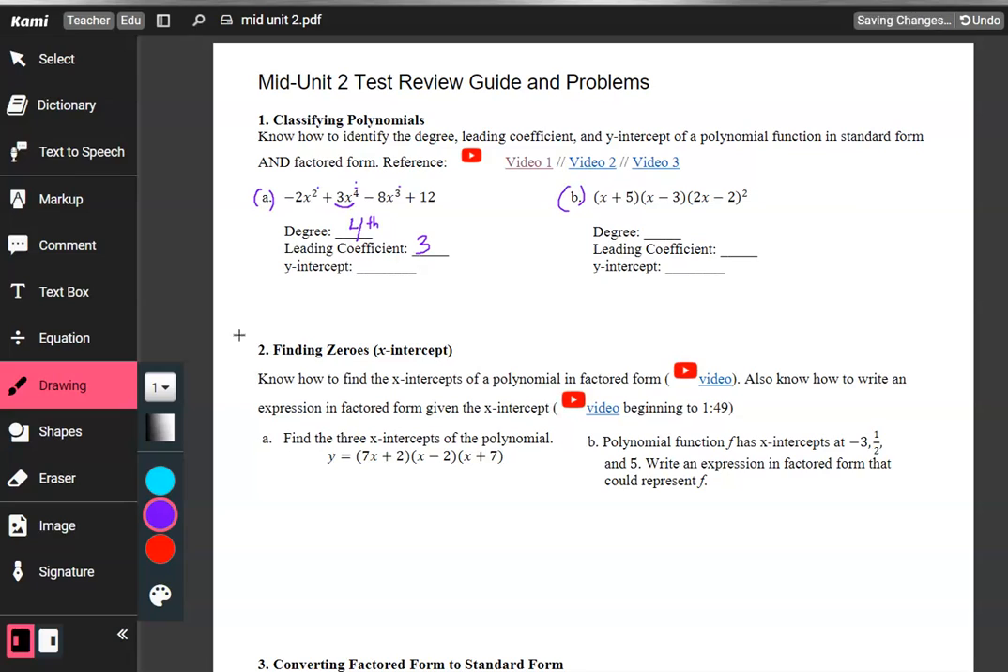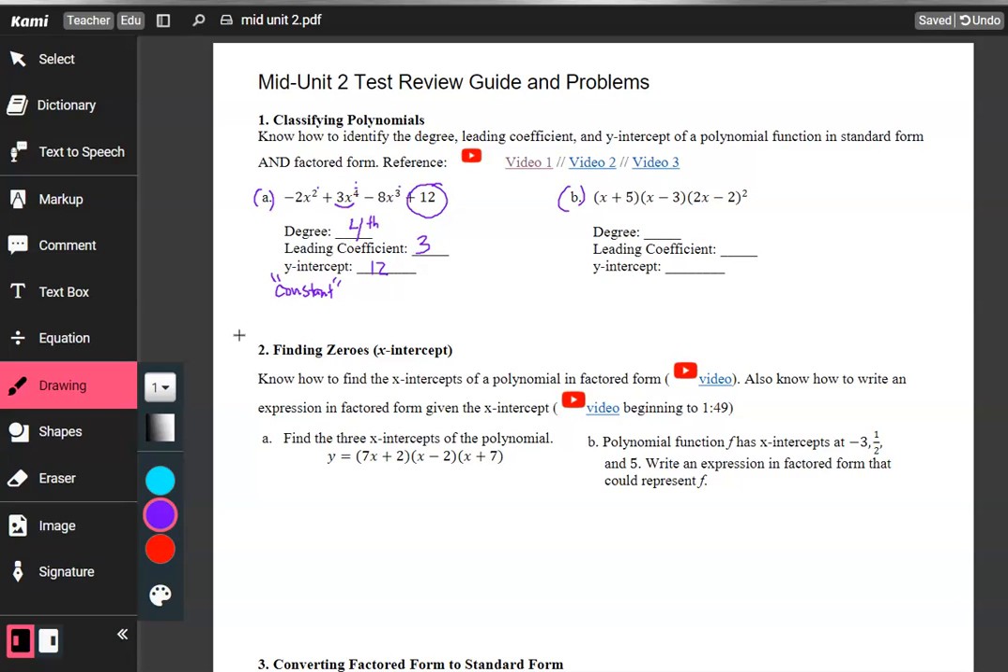The y-intercept is going to be the constant. So the constant is the number with no variable with it, so it'll be positive 12. The sign matters, so if this was minus 12, then your y-intercept would be negative 12. There's no need to graph on this problem, you just need to identify.